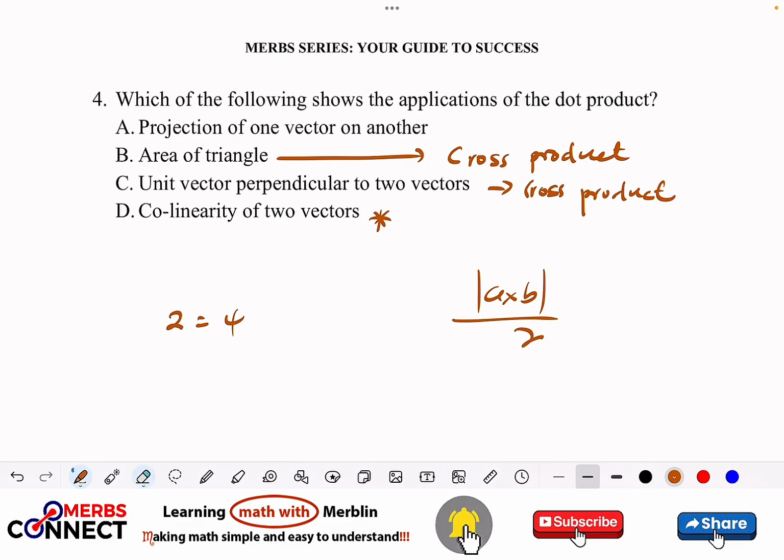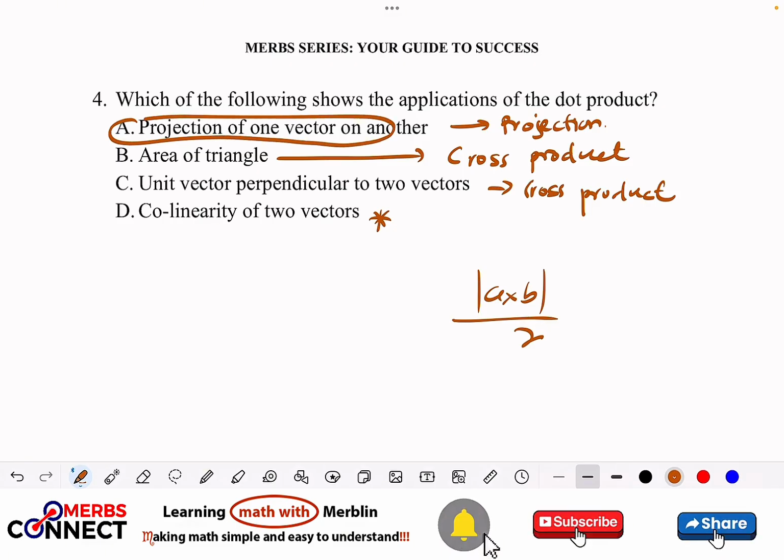So this one, we are not going to use dot product here. But for A, we are going to use dot product because we are talking about projection. This is projection. So we are going to use the dot product to do that because projection goes directly with the dot product. So here, the best option is A.